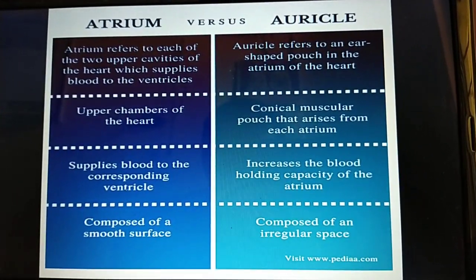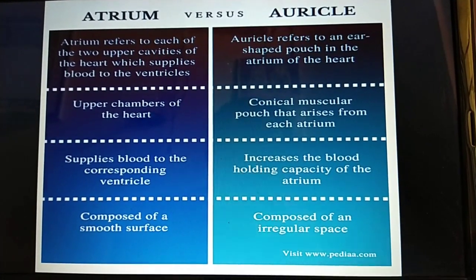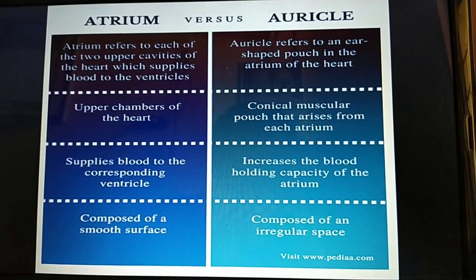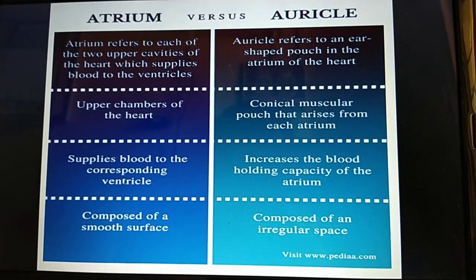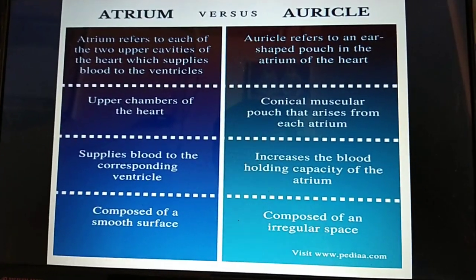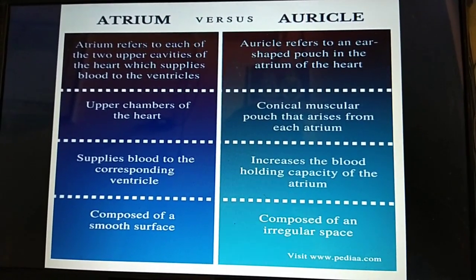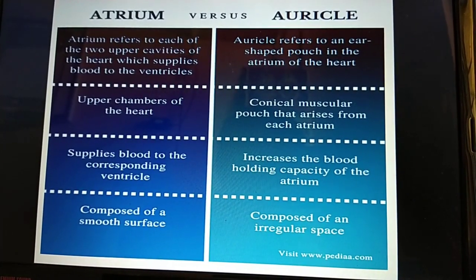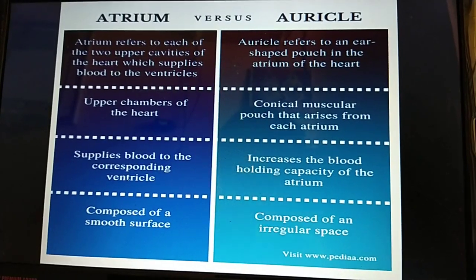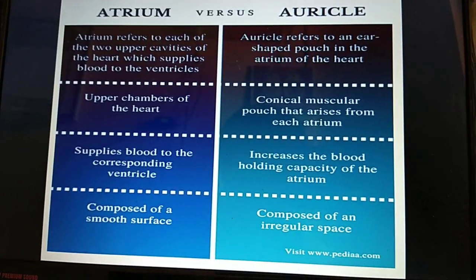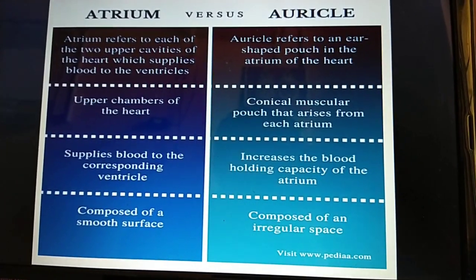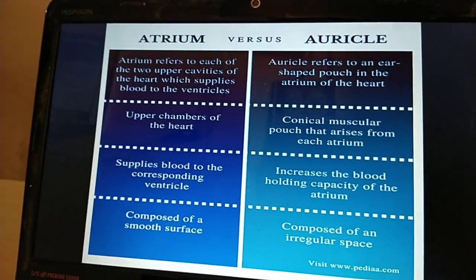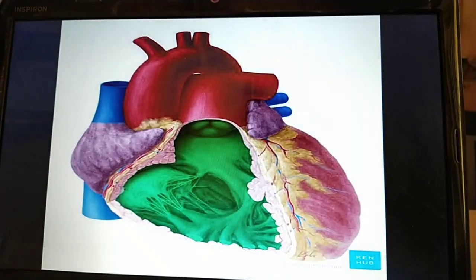Atrium is the upper chamber of the heart. Auricle is a conical muscular pouch that arises from each atrium. Atrium supplies blood to the corresponding ventricle. Auricle increases the blood holding capacity of the atrium. The atrium is composed of a smooth surface, and the auricle is composed of an irregular surface. This is the difference between the atrium and auricle.